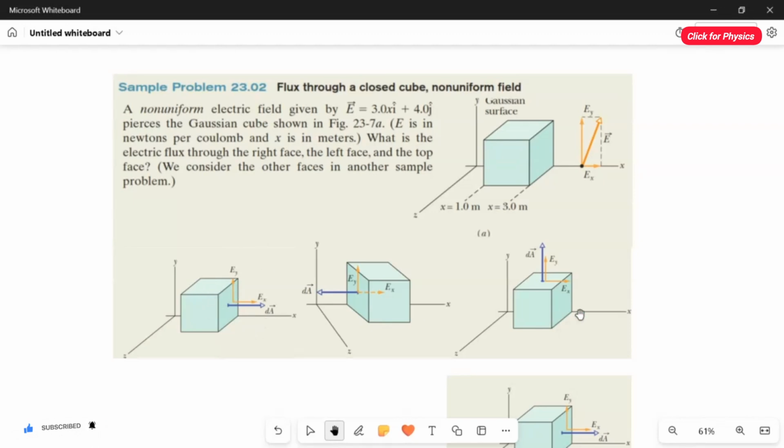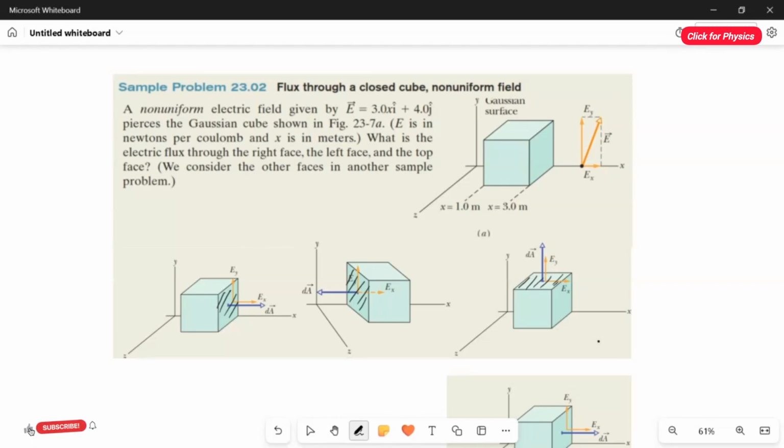What are the 3 sides? Let's see this diagram here. So we are going to find the flux through the right face of the Gaussian cube, and we are going to find the flux through the left side of the Gaussian cube, and we are going to find the flux through the top side of the Gaussian cube. Clear? So now let's rewrite the given first.